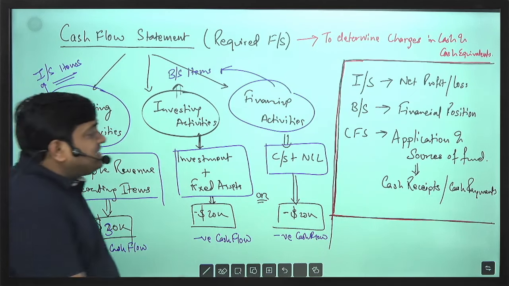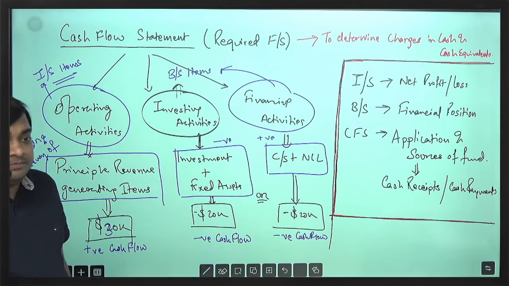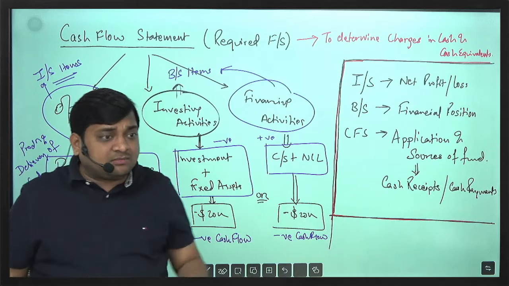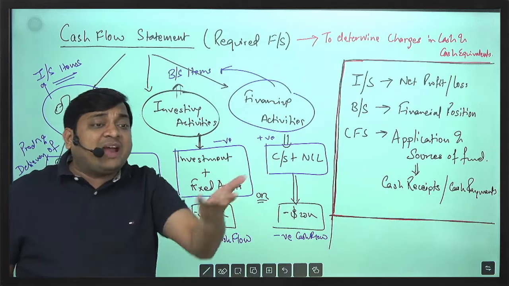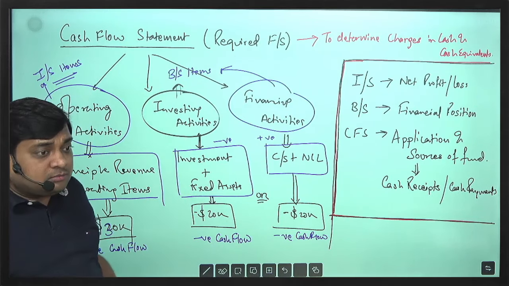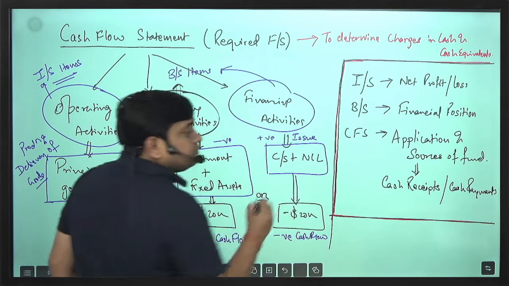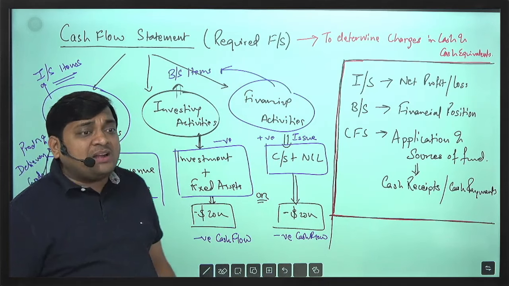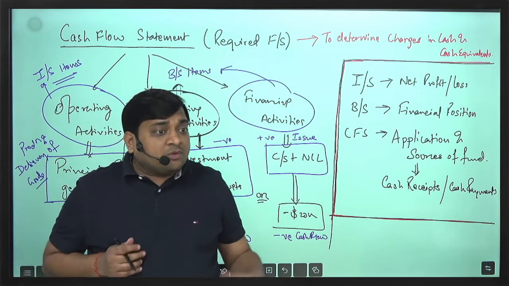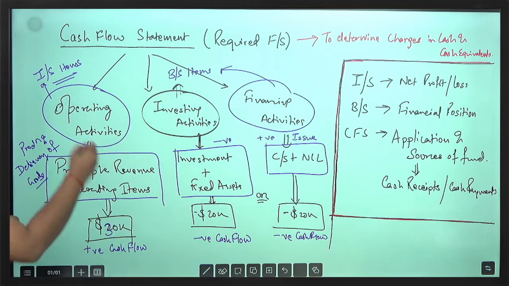Now there might be a case that this is positive and this is negative. What does it mean? If financing is positive, it means you have got the funds. And when do you get funds? When we borrow or when we issue common stock. So when it is positive, it means this is an issue. And why have you borrowed the funds? To purchase some non-current asset. That non-current asset you will put up and you will generate this operating activity.